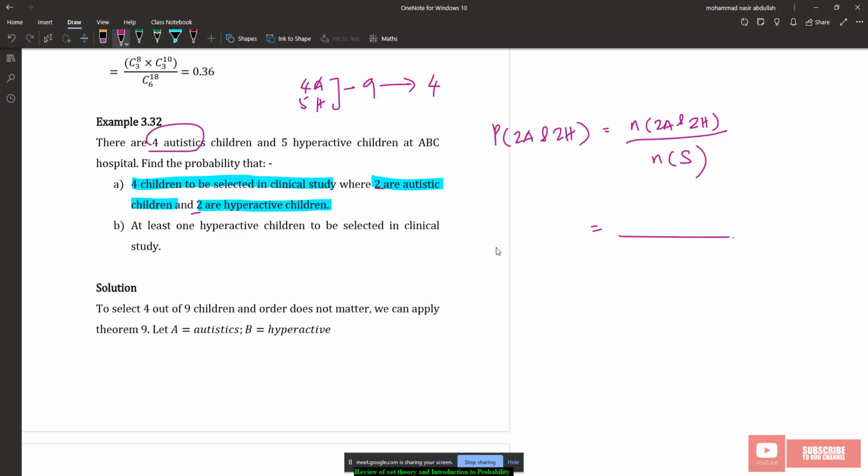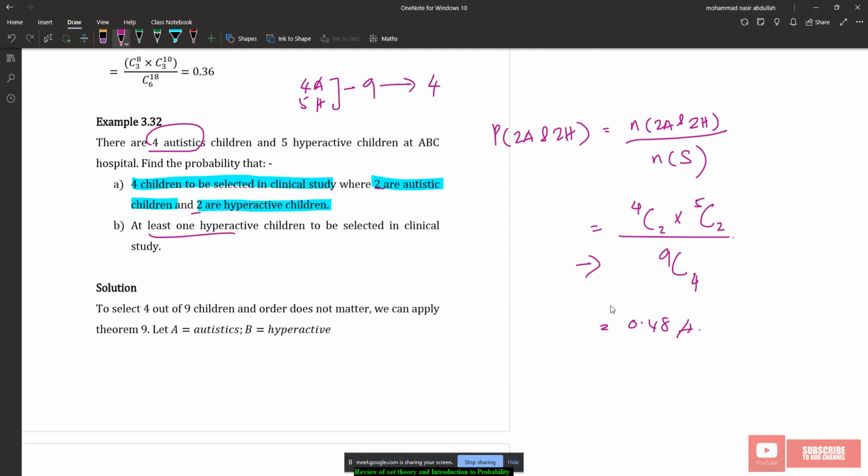When you want to use the combination rule, it is easy to remember: try to solve for the denominator first. The denominator is 9 choose 4. Very easy, right? For the numerator, 2A and 2H. We have 4 autistic, we want to choose 2, multiplied by 5 hyperactive, we want to choose 2. So this is how we solve the problem. So this should be equal to how much? 0.48.